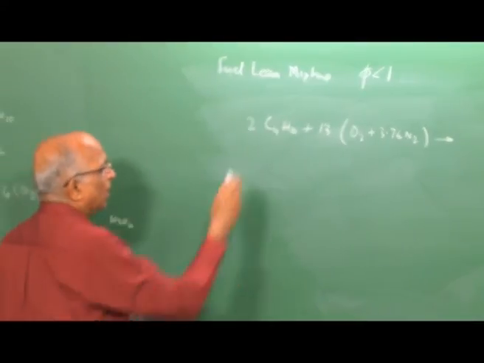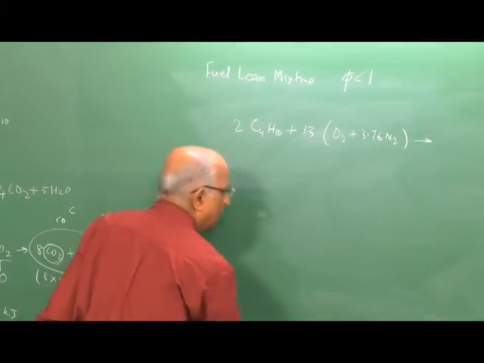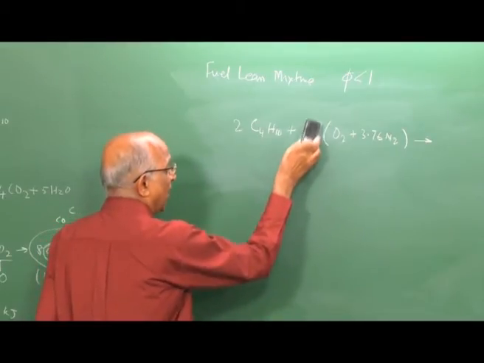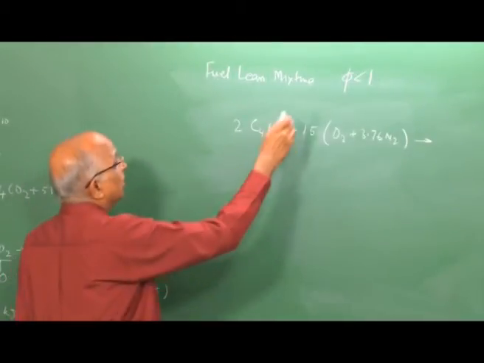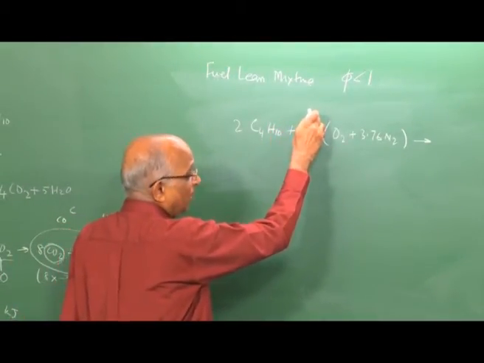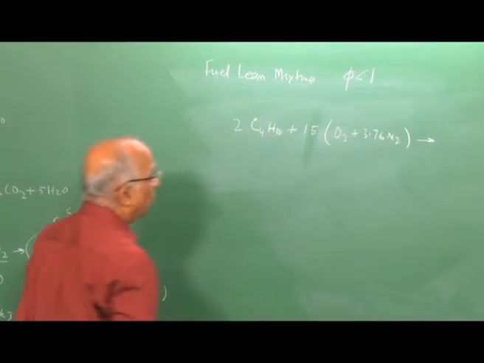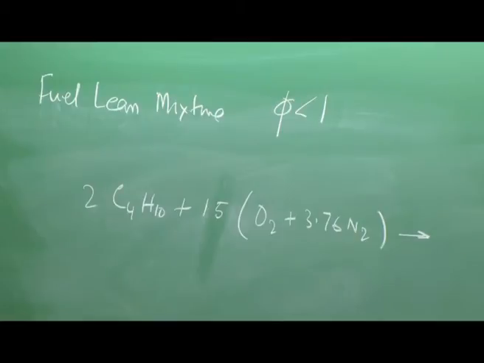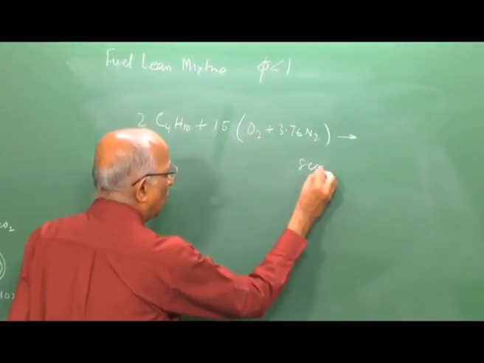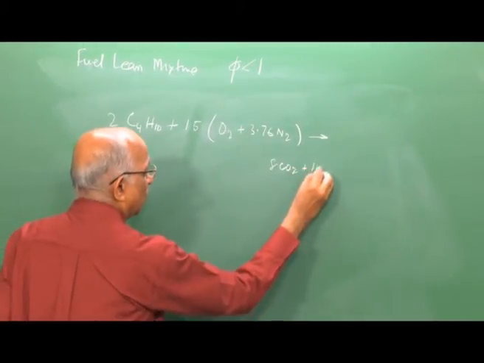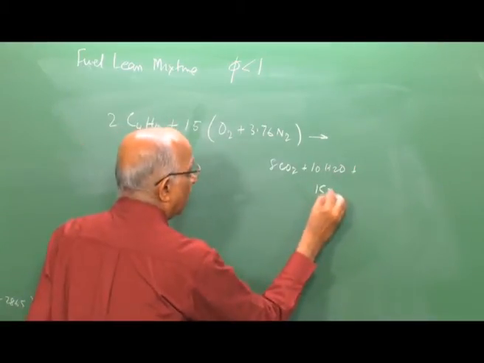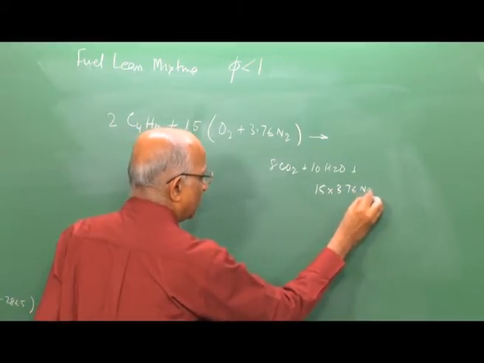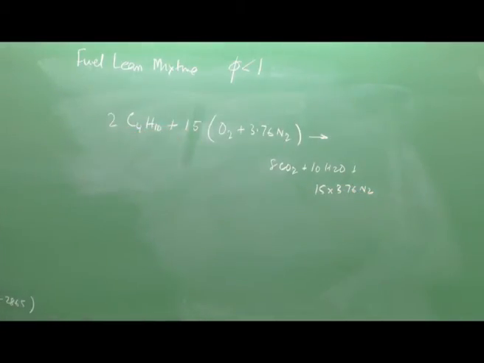I now say, well, it is lean, therefore let us presume that the amount of oxygen I have is higher. Let us assume that I have something like 15 amount of oxygen. That means I have excess oxygen, therefore when I say fuel lean, I talk in terms of air being more. What are the products of combustion? I have so much oxygen, but anyway the carbon will get converted to CO2, the water will get fully oxidized to water here, and I also have the balance of 15 into 3.76 of nitrogen left. Now, is there anything left?